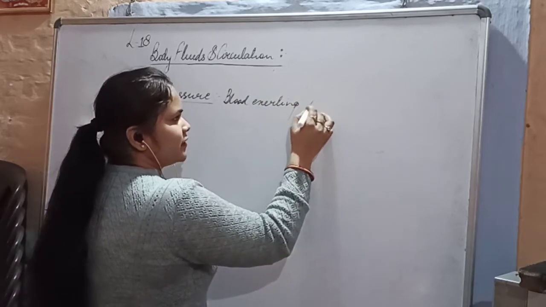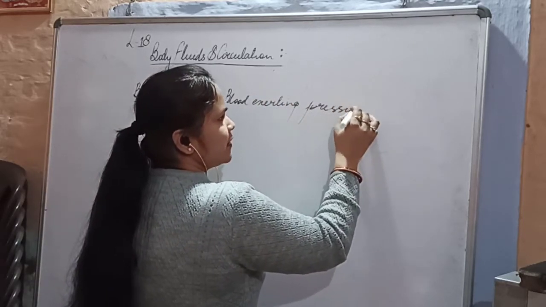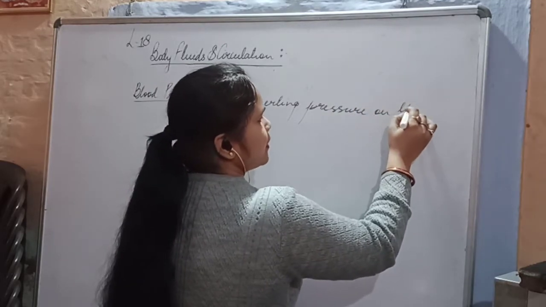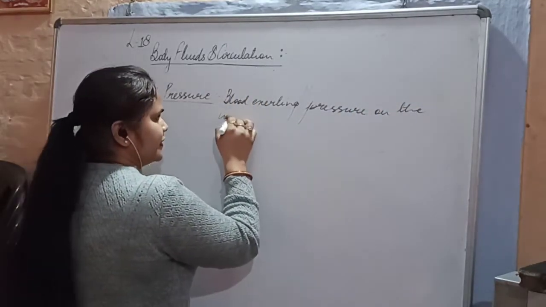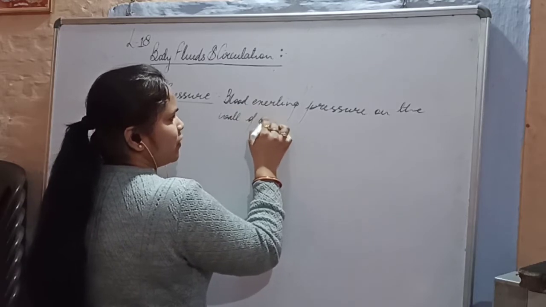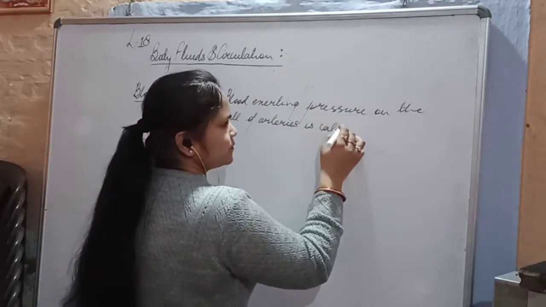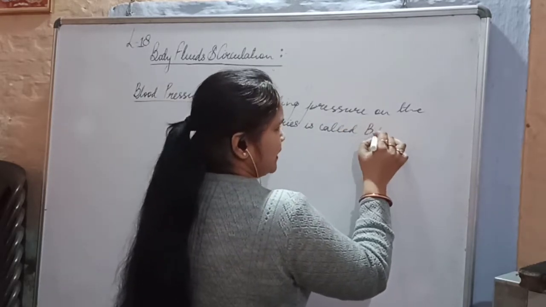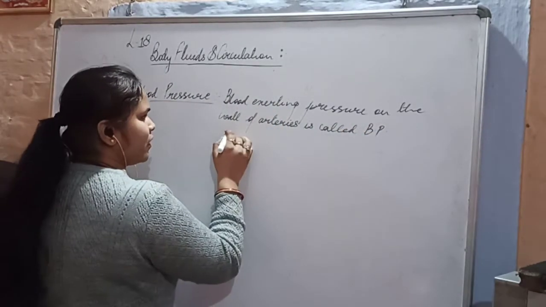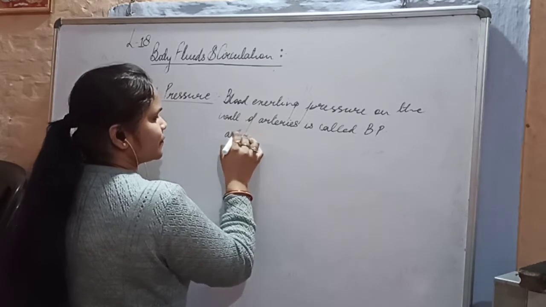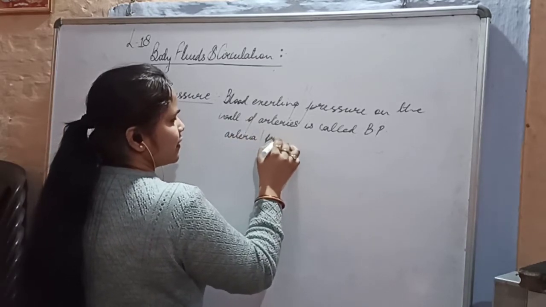Blood exerting pressure on the wall of arteries is called blood pressure, BP. We can also call it arterial pressure.